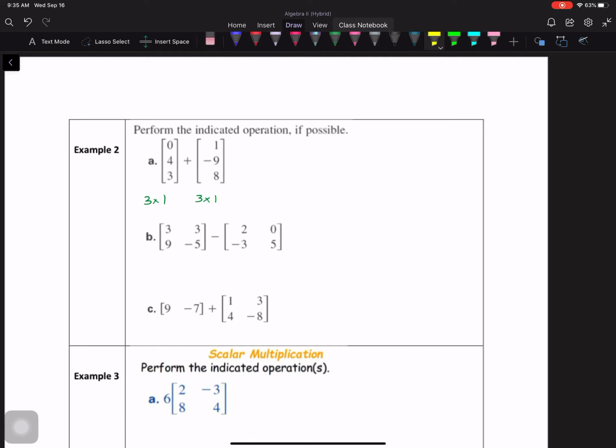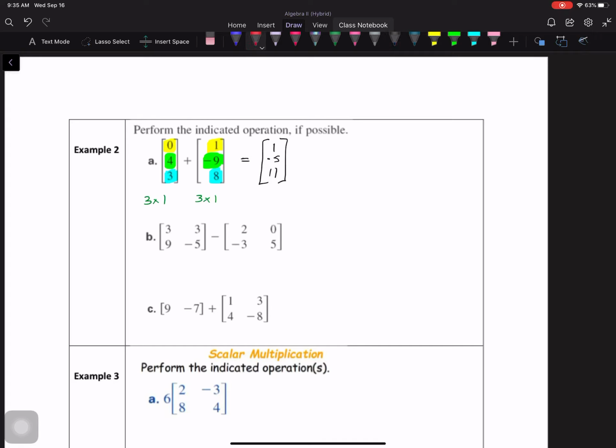So here's how it works. You just add the corresponding elements. 0 plus 1. Should probably set up my answer matrix here. So 0 plus 1 is 1. 4 plus -9 is -5. And 3 plus 8 is 11. So you're just adding the corresponding elements, the elements that are in the same spot on the matrices.